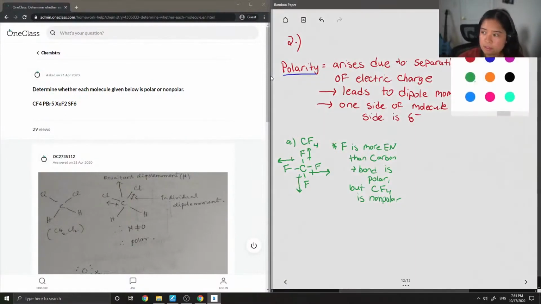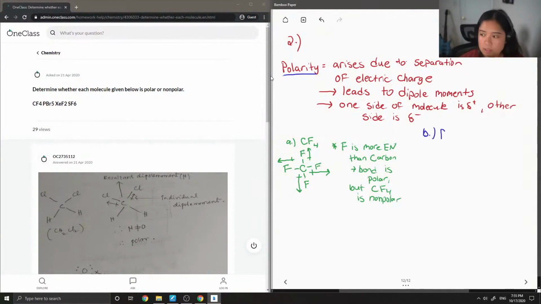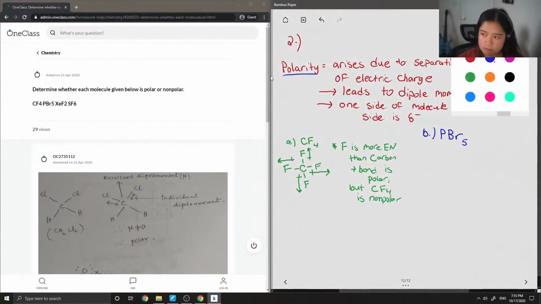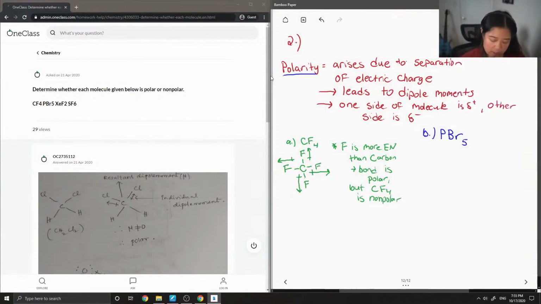Okay, so let's look at the next molecule they give us, PBr5. So this looks like the following, where you just have the phosphorus in the middle, and then again all the bromines stick out like this. And again, they all cancel each other out like that. So this is a nonpolar molecule as well.